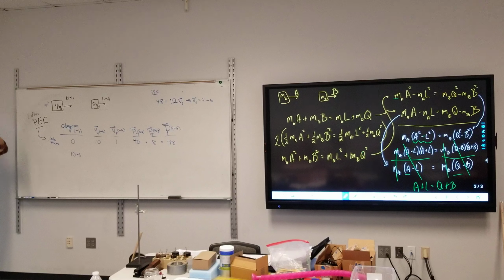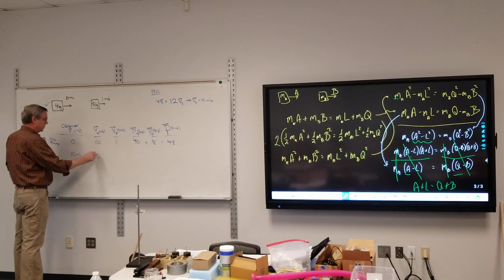If I'm going 10 meters per second, well, it's positive, so to the right, how fast is the 4 kilogram mass going relative to me? 0. Yes. It's at rest. If I'm moving the same velocity in the same direction, it's going to look like it's at rest. So that would be 0.